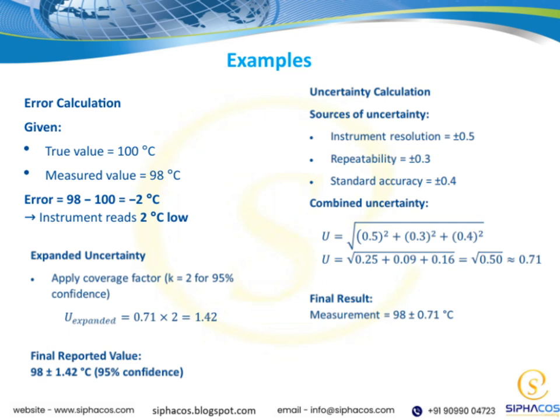Recognizing these errors is crucial because it helps us identify how accurate our measurements are and whether we need to calibrate our instruments. Remember, small errors like this can add up, especially in precise measurements. So understanding how to calculate and interpret them is key in any experimental setup.